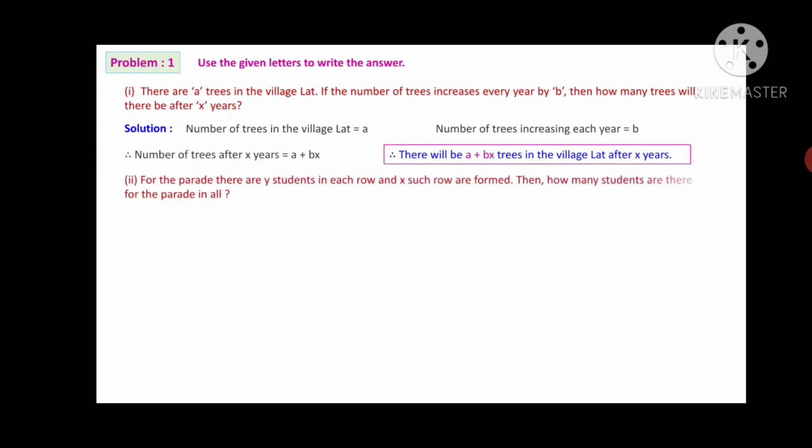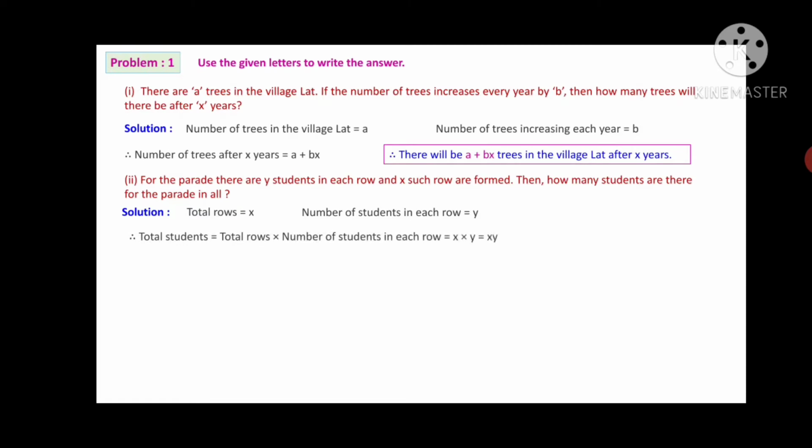Second, for the parade, there are Y students in each row and X such rows are formed. How many students are there for the parade in all? Friends, total rows is equal to X and the number of students in each row is Y. Therefore, the total students is total rows into number of students in each row, which is X into Y, that is XY. Therefore, there are in all XY students for the parade.